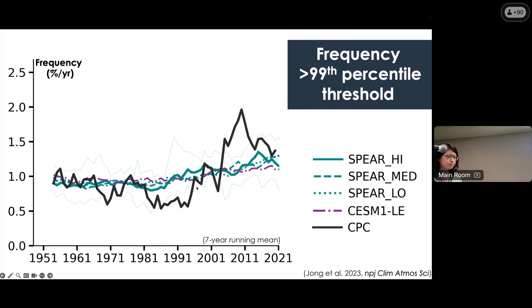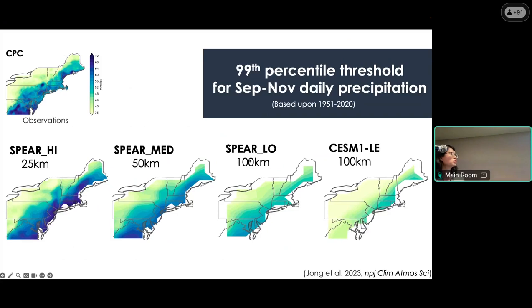The problem of using a 99th percentile threshold is that these thresholds are based on the climatology of each model and each dataset, so they are all around 1%. But the threshold can be very different across different models and different resolutions. For example, models with coarser resolution underestimate the intensity of these thresholds. For SPEAR low, it underestimates by up to 25%.